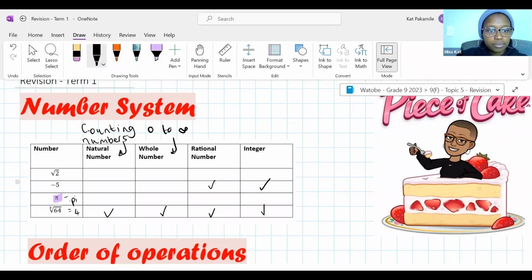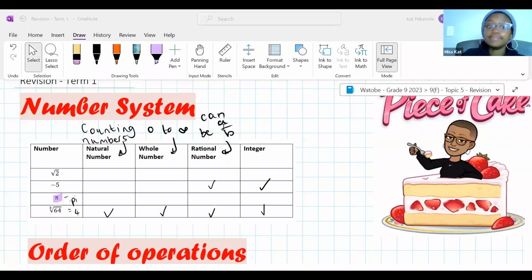Rational numbers are written as a fraction or are a fraction. So can be written as a over b, right? And then an integer. Positive and negative numbers. Does it include 0? Yes. So positive and negative numbers, including 0. Thank you very much. That was beautiful.